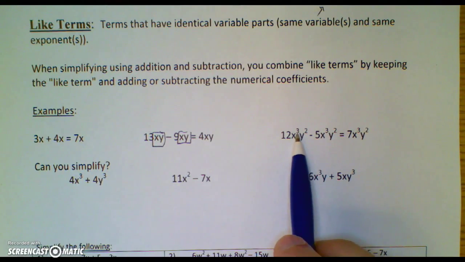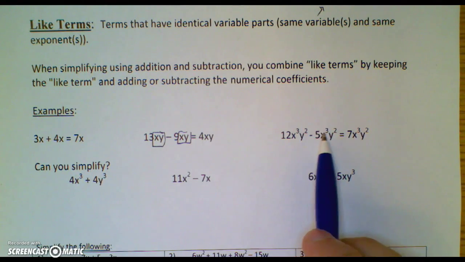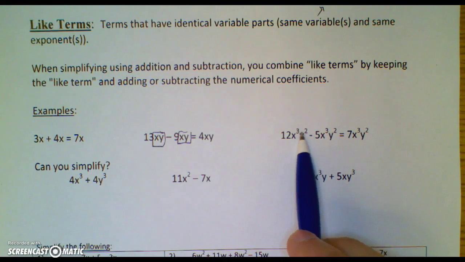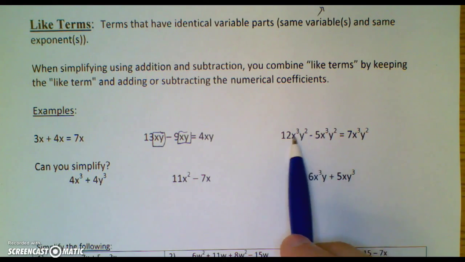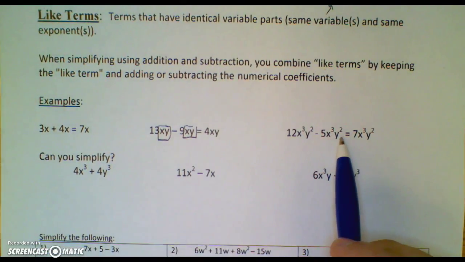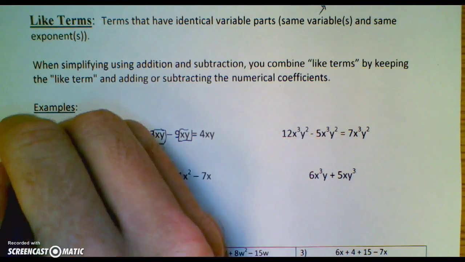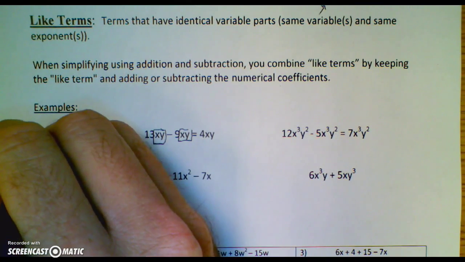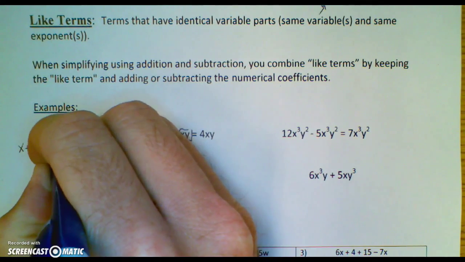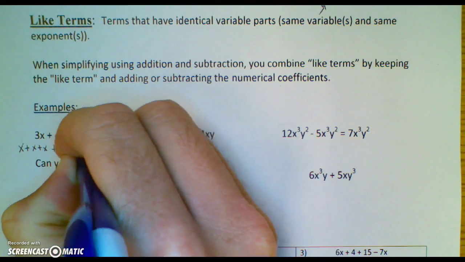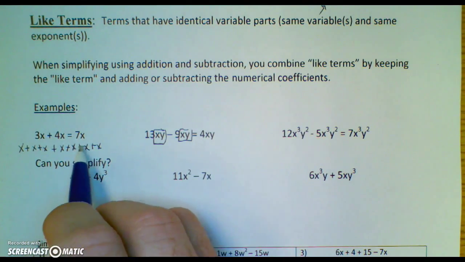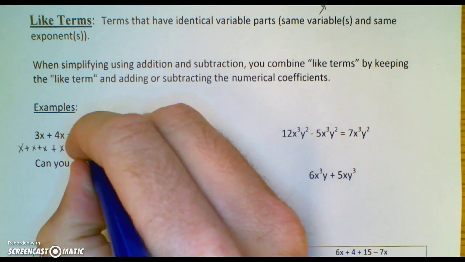And the last one, x to the third y squared, x to the third y squared. These are the same variables and same exponents, so I'm able to subtract them. Otherwise, if they weren't the same, I wouldn't be able to do it. So 12 minus 5 is just 7. Because really, here's what's happening. If you've got 3 x's plus 4 x's, so 1, 2, 3, 4, 5, 6, 7. That's where your answer of 7 x's comes from.